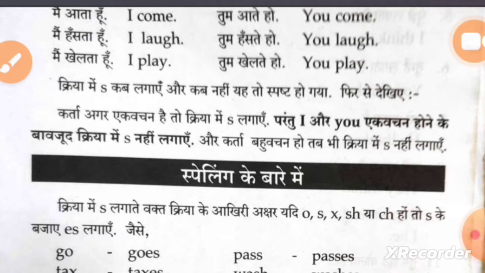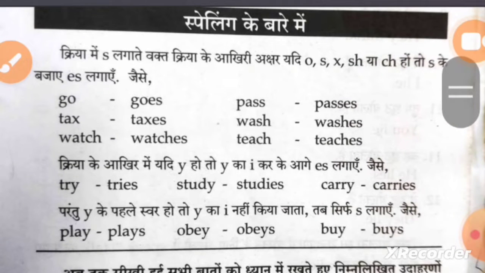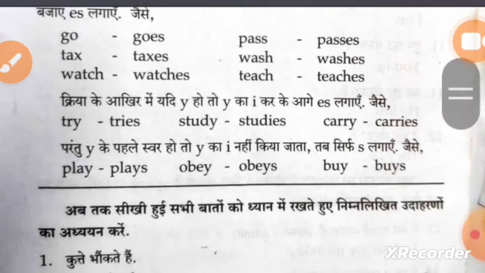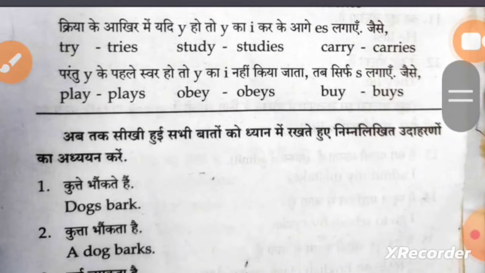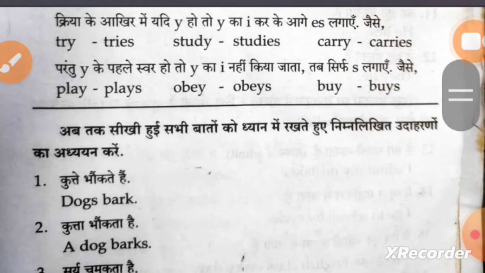Present tense. Let's start with the present tense. This tense is used to describe actions that are happening right now or are habitual. It has four parts, that is simple present, present continuous, present perfect, and present perfect continuous. First we will talk about present simple.